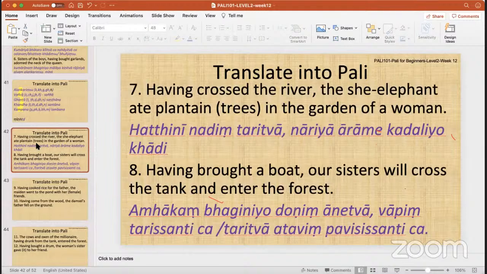That also is okay. We can use it that way also. With or without cha we can use. But if you use tarissanti and pavisissanti, we definitely have to use cha two times. Tarissanti cha, pavisissanti cha.